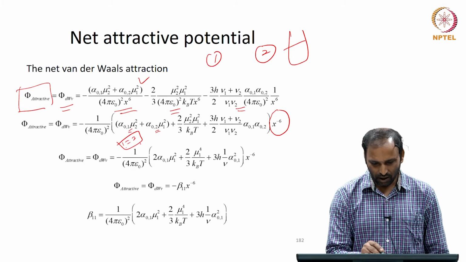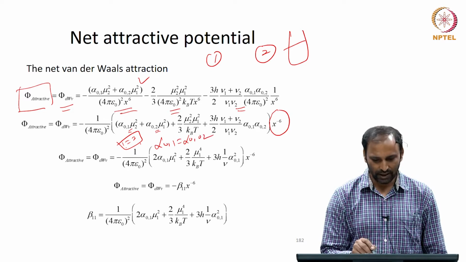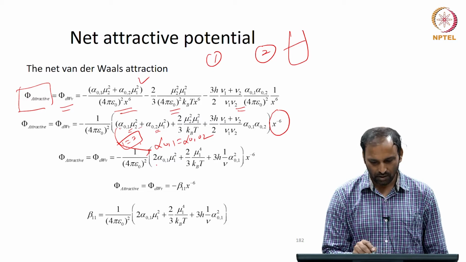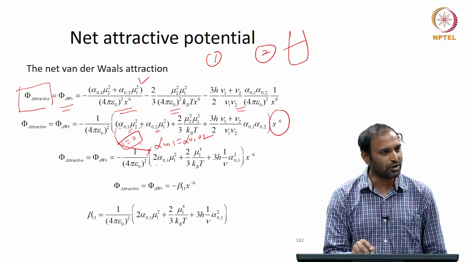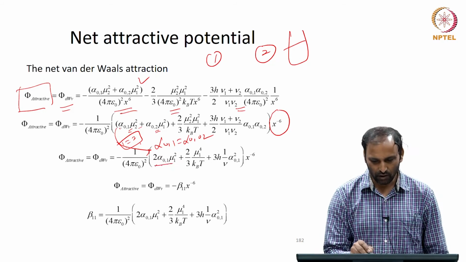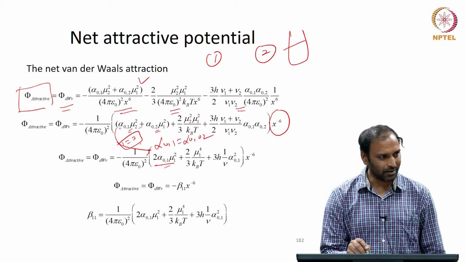Therefore, your alpha 0 1 will be equal to alpha 0 2, right. Therefore, I have written this as 2 times alpha 0 1, again mu 1 is equal to mu 2 because the dipole moment of water will be the same, right. Therefore, this becomes 2 times alpha 0 1 mu 1 square.